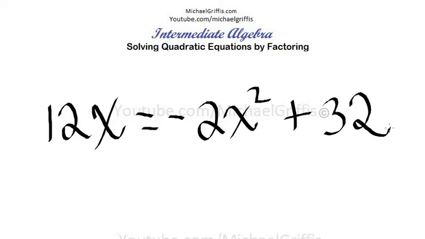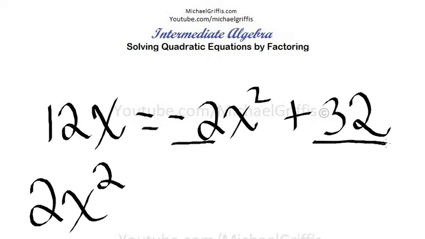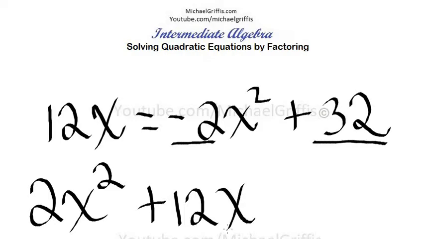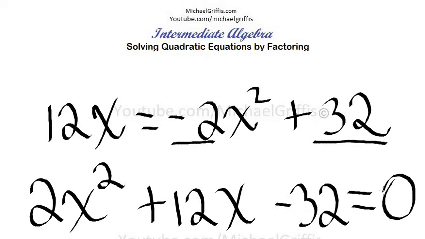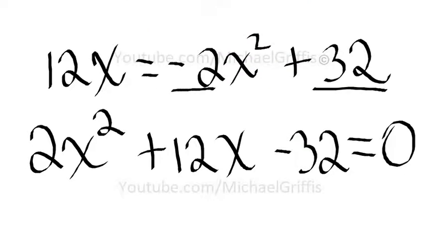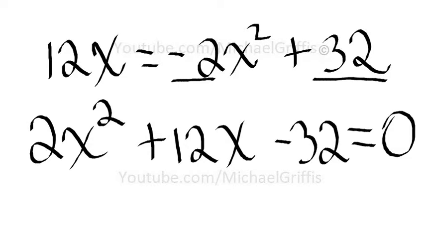Because this is a negative 2 in front of x squared, I'm going to take that over to the left. In other words, I'm going to add 2x squared to both sides of the equation. So 2x squared, and also let's take this over to the left. So we're going to subtract 32 from both sides. But first, let me rewrite this: 2x squared plus 12x minus 32 is equal to 0. It's just a whole lot better dealing with this leading term when it's positive. That's the whole reason for that.